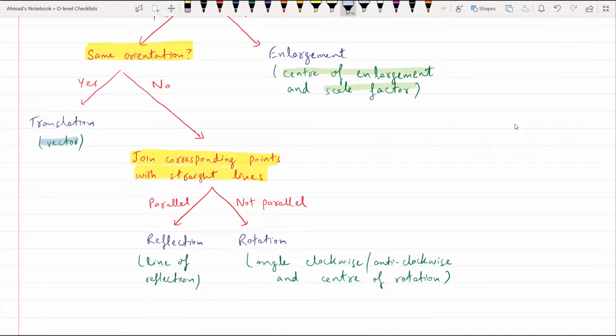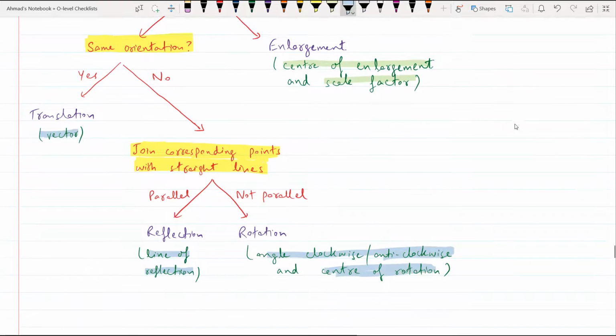किस तरह से identify करोगे? Corresponding points को आप join कर दोगे straight lines के साथ. If they turn out to be parallel, that's a reflection. अगर वो parallel आ जाते हैं, reflection है, आपने line of reflection बतानी है using the midpoints. अगर वो straight lines parallel नहीं आती, then it's a rotation, and you have to tell the angle, whether it's clockwise, anti-clockwise, and you also have to tell the center of rotation.